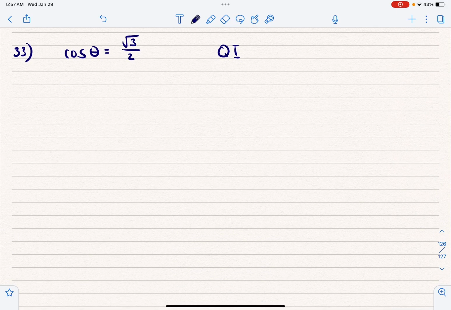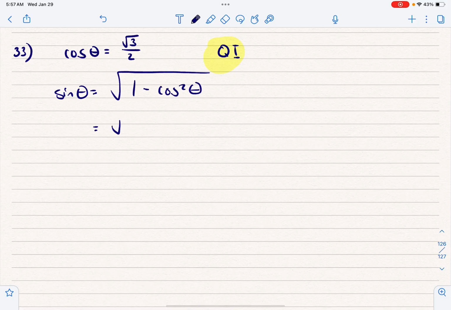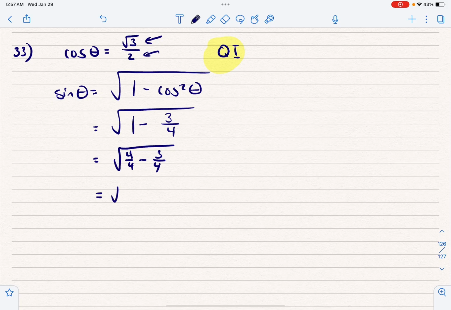Number 33, it's in quadrant 1, so we know everything is positive. So we kind of just don't even have to think about that part. Just go, well, it's all positive. So I know that sine theta is equal to the square root of 1 minus cosine squared theta, which in this case is going to be 1 minus 3/4, because you square the square root of 3 and you get 3, you square the 2 and you get 4. You know that 1 is 4/4. So when you have 4/4 minus 3/4, you get 1/4. The square root of 1 is 1. The square root of 4 is 2.